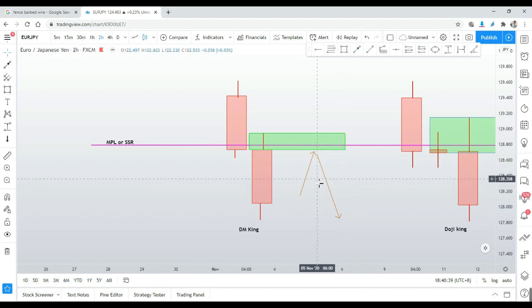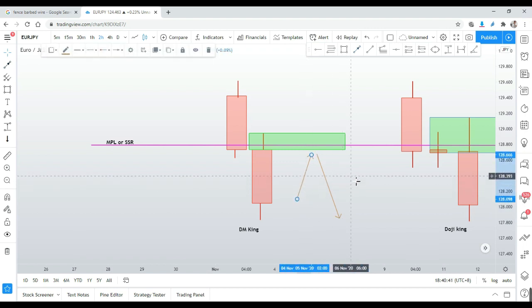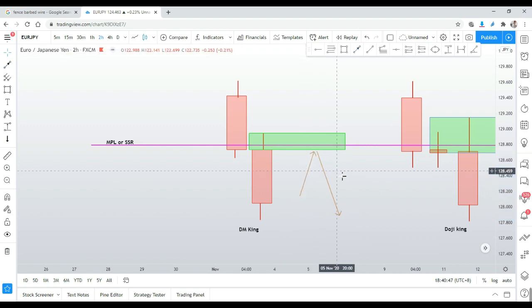The most important thing is that at this area you have to have something aligned with this point, either MPL or SSR, maximum pain level or significant support or resistance. You must have this for the DM king to be effective. This is a sell DM king.